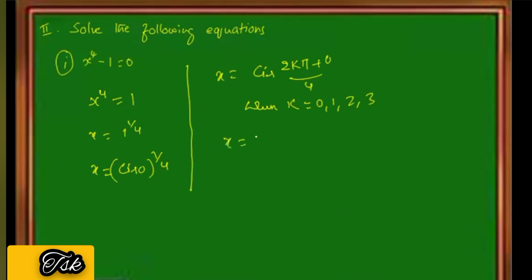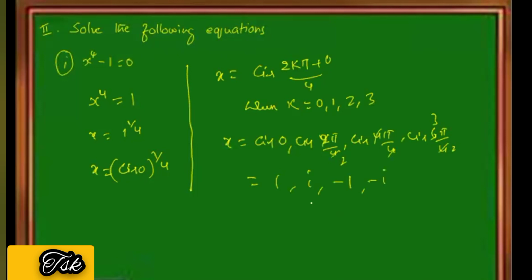So x is equal to cis 0, cis 2 pi by 4, and then next one is cis 4 pi by 4, and then cis 6 pi by 4. You can leave it here, or you can simplify further like this. Cis 0 is 1, there is i, there is minus 1, there is minus i. So roots are plus or minus 1, plus or minus i. Plus or minus 1, plus or minus i are the fourth roots of unity.